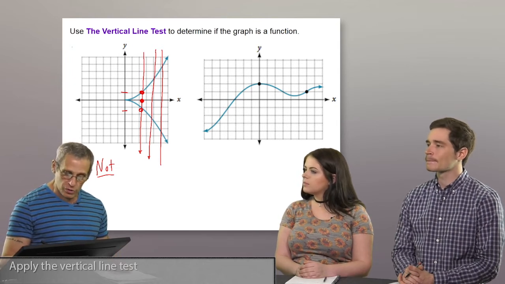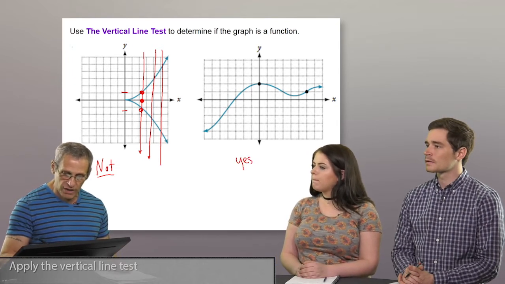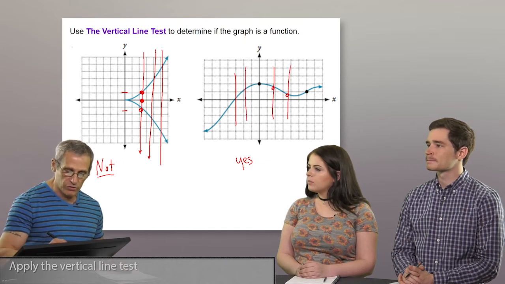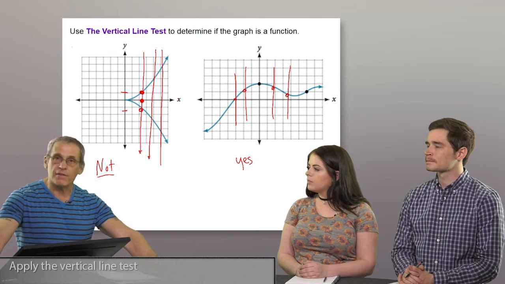So to determine if this graph is a function, we imagine these vertical lines being sketched, each vertical line hitting the graph in one spot. We do have the graph of a function.